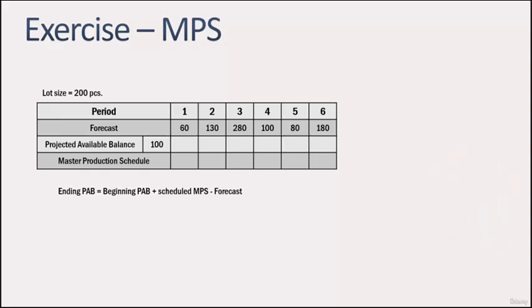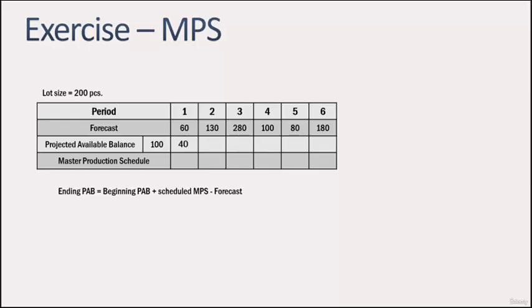Let's review the answers together. For period 1, we have an opening inventory balance of 100 pieces. Using the formula for period 1, we have 100 pieces as the beginning PAB, plus 0 as we don't have an MPS scheduled receipt, minus the forecast of 60 equals balance of 40 as the ending PAB for period 1.